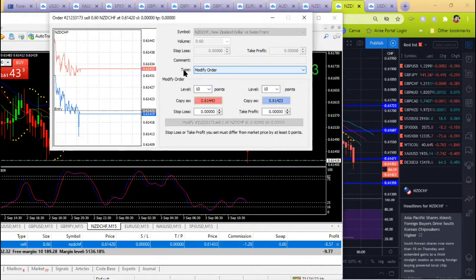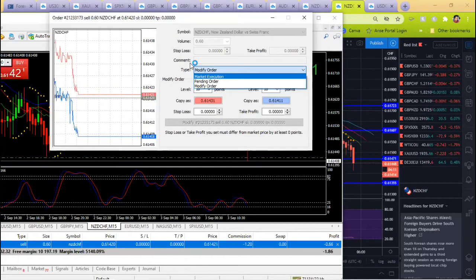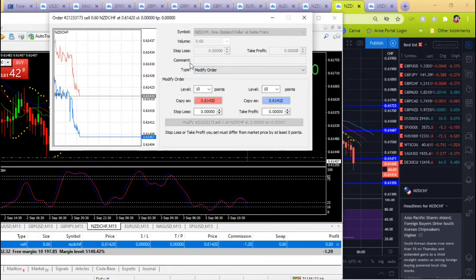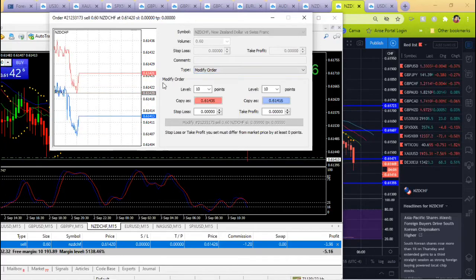Now you want to make sure that the type says modify order. It can come up with market execution. You want to make sure that that's not what you're doing, because you're not trying to do another market execution. You want to do a modified order. So this way you can have your modified order box down here.